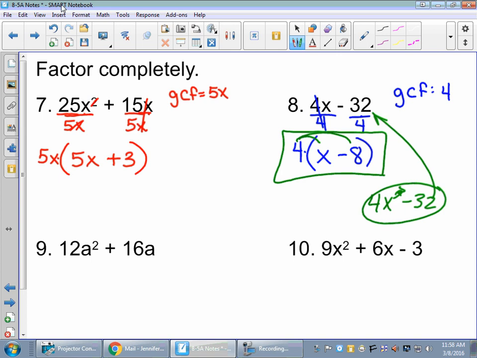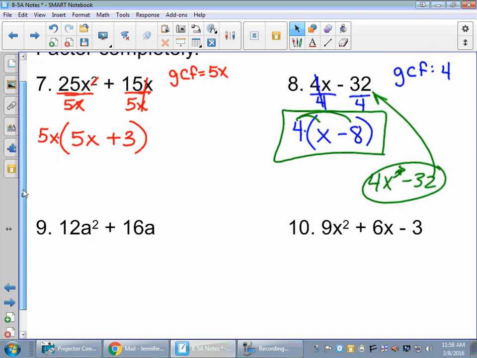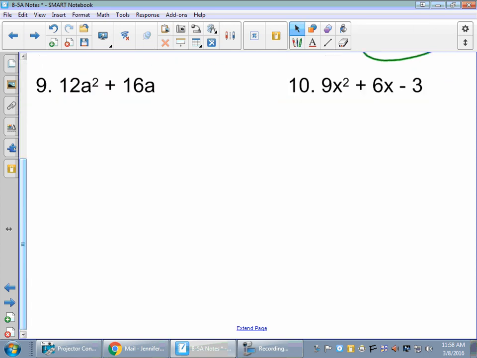Number 9, I want to show you a little trick, and I want to make a mistake on purpose. So if you look at this, let's talk about what the GCF is, the greatest common factor between 12 and 16. The number part of the greatest common factor is 4. But let's just pretend that it was 2, that we didn't see the 4. And then between a squared and a, we do realize that it is a.